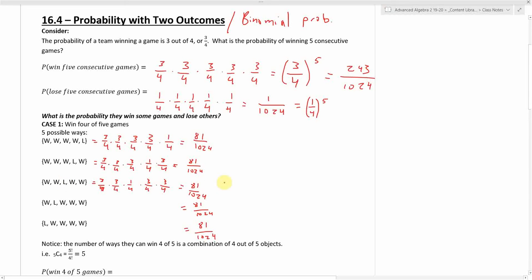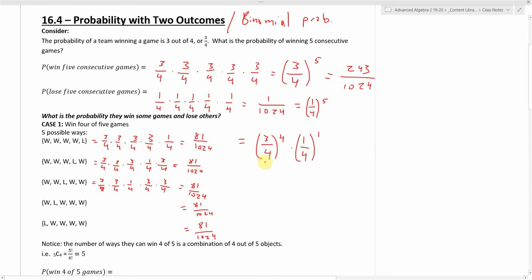But these are all distinct scenarios, okay? And so really, the probability that they lose 1 out of the 5 games is the sum of all of these probabilities. But let's notice something about these products here. In all of these cases, you had 4 factors of 3/4, and then you multiplied 1 factor of 1/4 in each case.